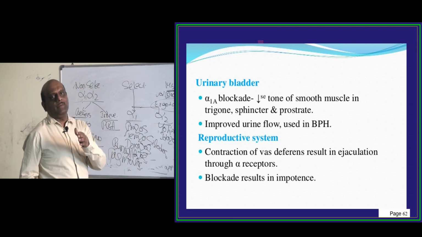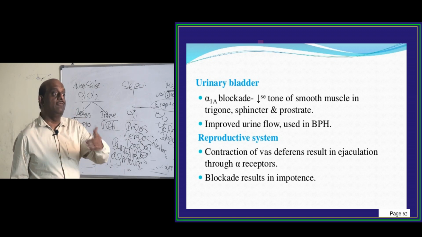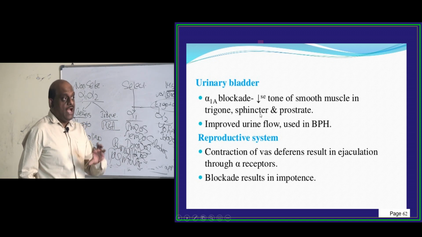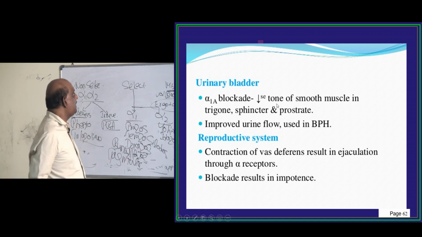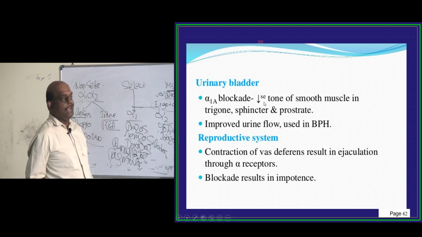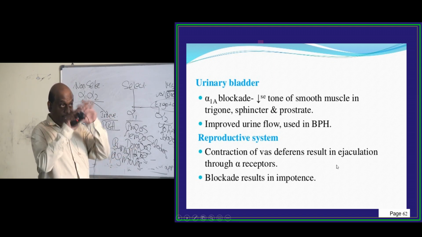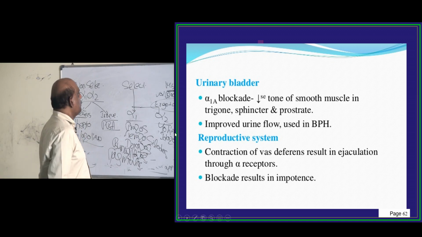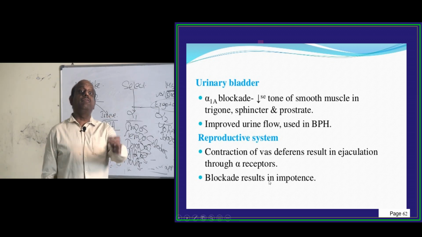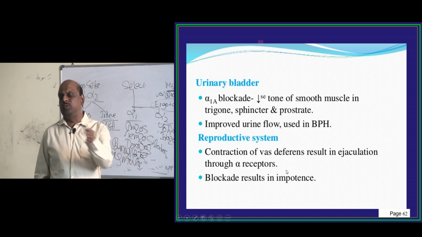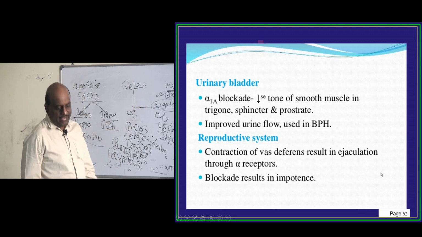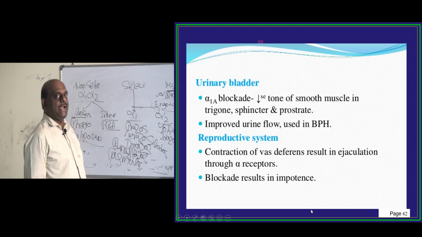In the alpha receptors, there is a subclass called alpha 1A receptors. If these alpha 1A receptors are blocked, there is decreased tone of the smooth muscle in the trigone of the bladder, sphincter and prostate. That is the reason we use an alpha 1A blocker like tamsulosin to improve the urine flow in case of benign prostatic hyperplasia.